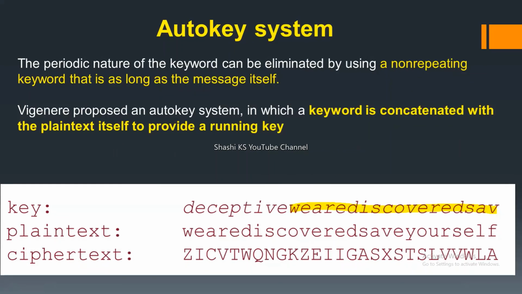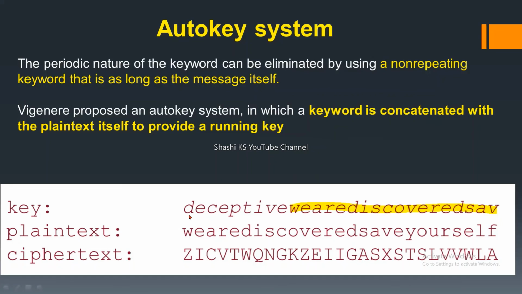In order to avoid this repeating nature of the keyword and an attack by the cryptanalyst, this periodic nature of the keyword can be eliminated. This was addressed by Vigenere by using a non-repeating keyword that is as long as the message itself, and that system is called the autokey system. In this autokey system, a keyword is concatenated with the plain text itself to provide a running key.